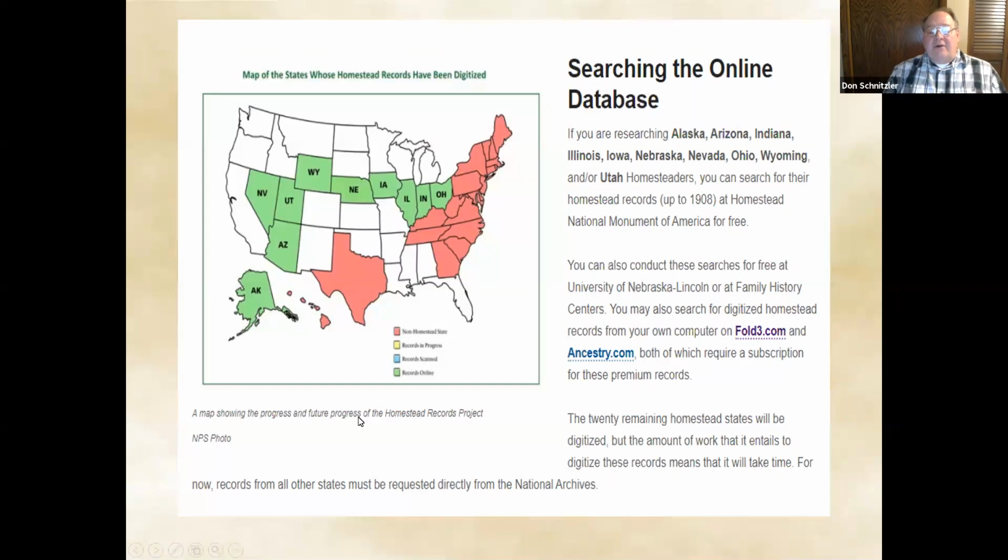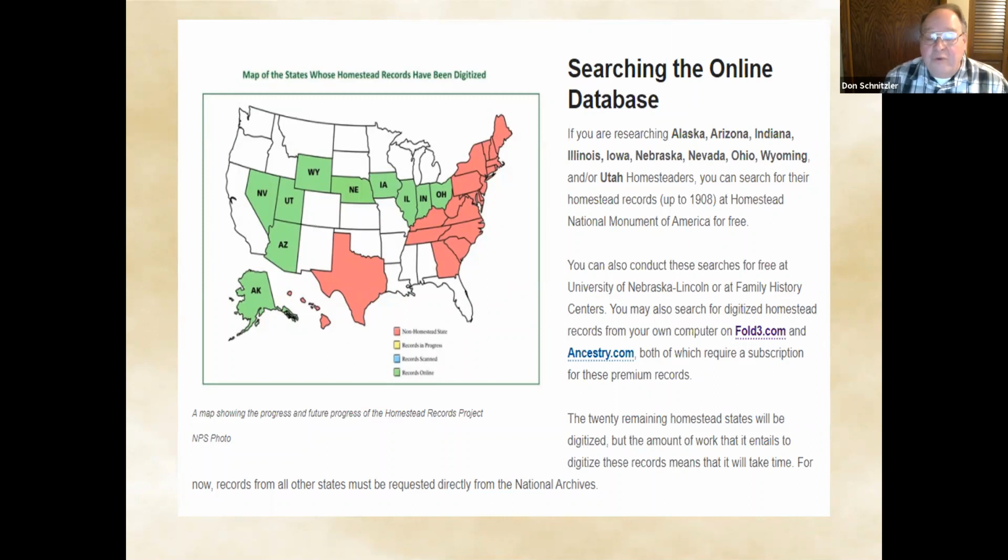Now, I mentioned that we can find the patent on this site. That's all you can find on there is the patent or the information for the land that someone homesteaded or somehow acquired from the government. The records that are available at the National Archives are being digitized. And to this point, all of the states here in green have been digitized. And so a person can go to the local family history center and ask for help on finding the digitized copies of the homestead records.